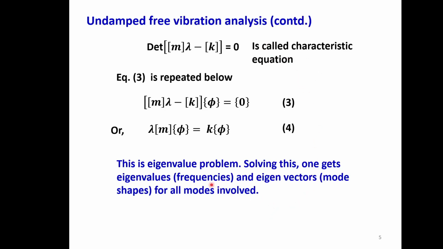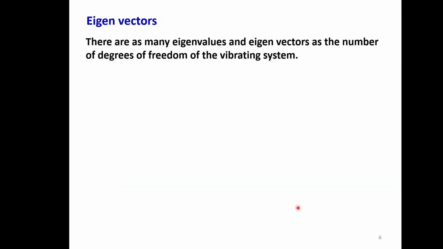So when you solve this characteristic equation or this eigenvalue problem as given by equation 4, you get all the mode shape vectors and eigenvalues lambda, which can be converted to frequencies. How many eigenvectors will come out of the analysis? There will be as many eigenvectors and eigenvalues as the number of degrees of freedom of the vibrating system.